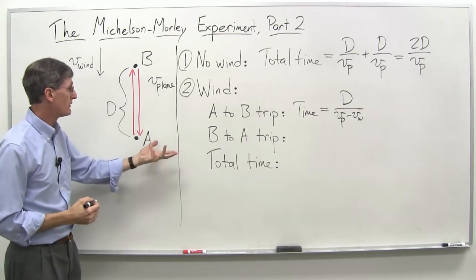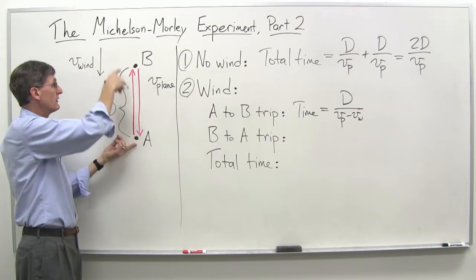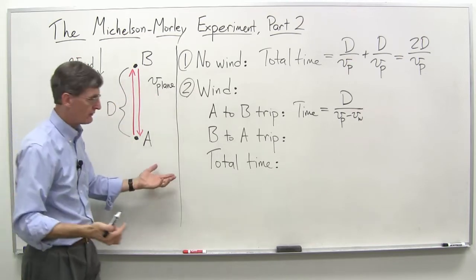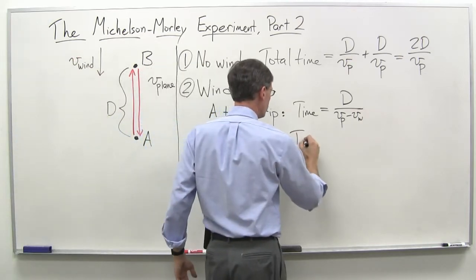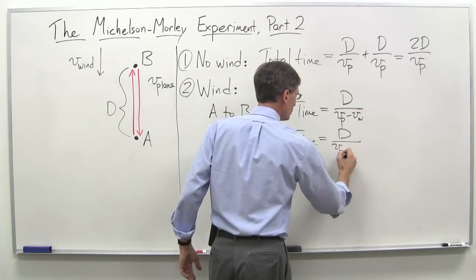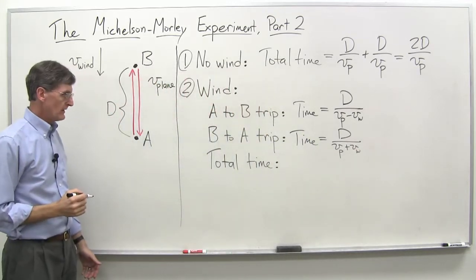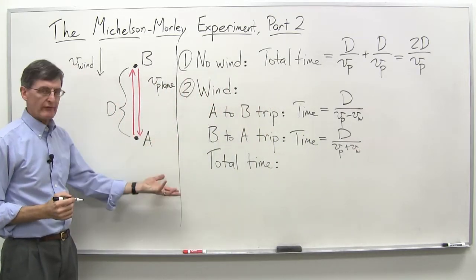And then the B to A trip is going to be distance d, but the velocity in this case is v sub plane plus the velocity of the wind. So here we've got the time equals d over v sub p plus the velocity of the wind. And the total time is just add those two things together.